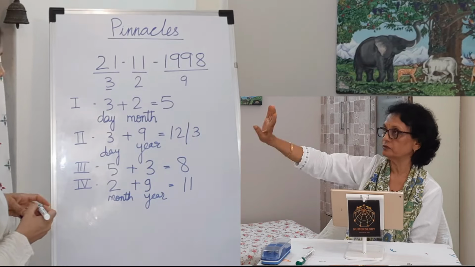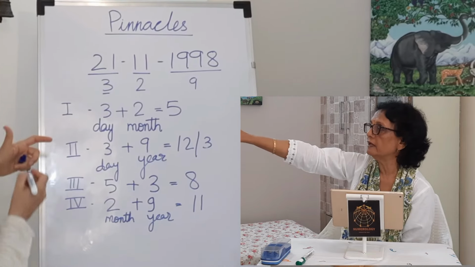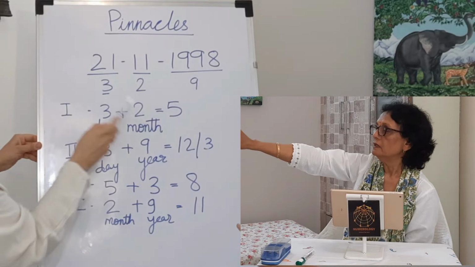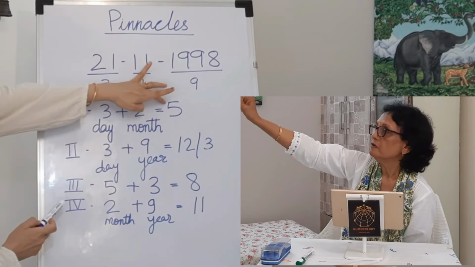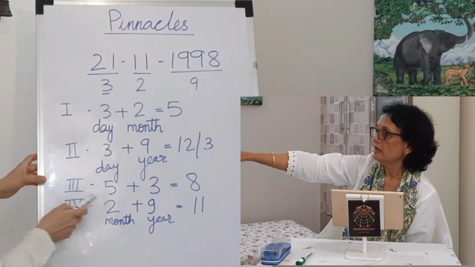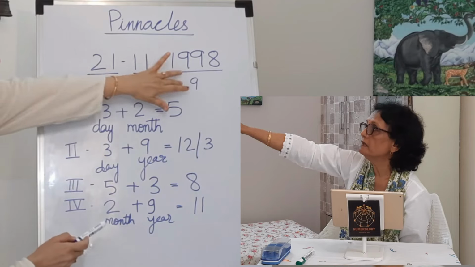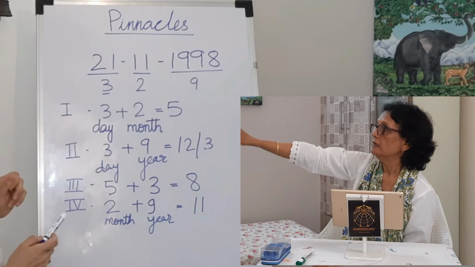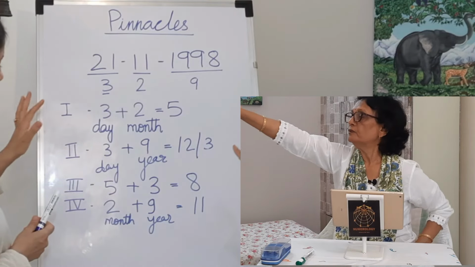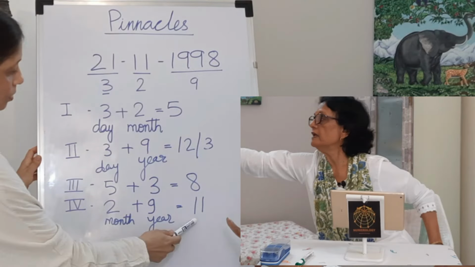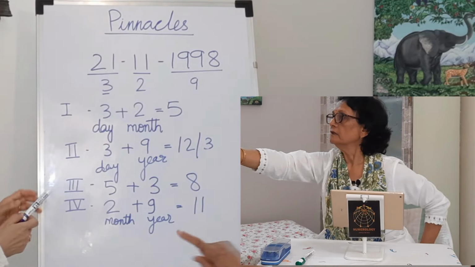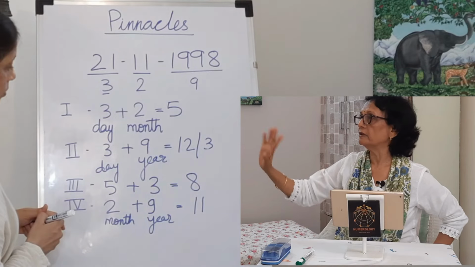Should we repeat? First pinnacle is day plus month number. Second pinnacle is day plus year number. Third pinnacle is first pinnacle plus second pinnacle. And last pinnacle is month number and year number. Normally we reduce the master number to a single digit number, but here we are not reducing. The final number that we get here, we are not reducing.